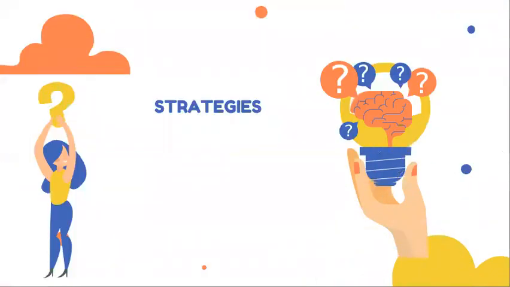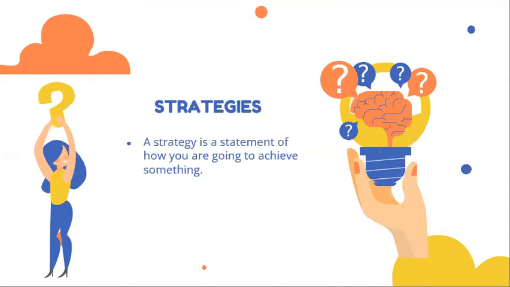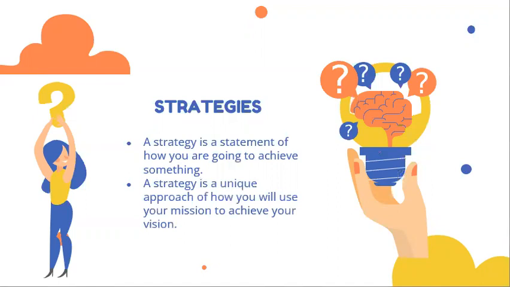Next, isa-isahin natin. Let's start with the strategies. So once you have created statements of vision and mission and possibly the core values, you can then develop the strategies, goals, objectives, and action plan needed to activate the mission and achieve the vision. So strategies is one, a statement of how you are going to achieve something. A strategy is a unique approach of how you will use your mission to achieve your vision.